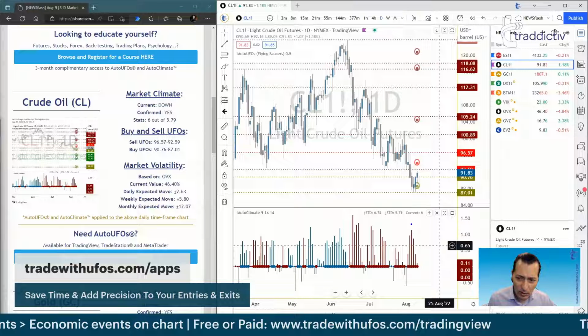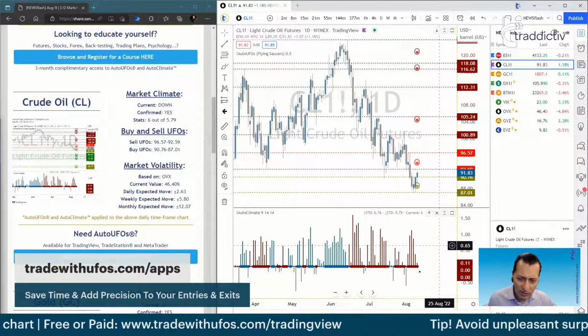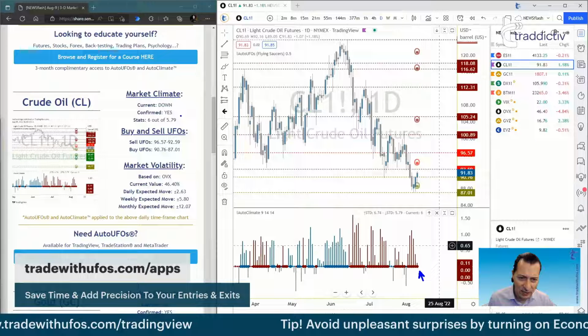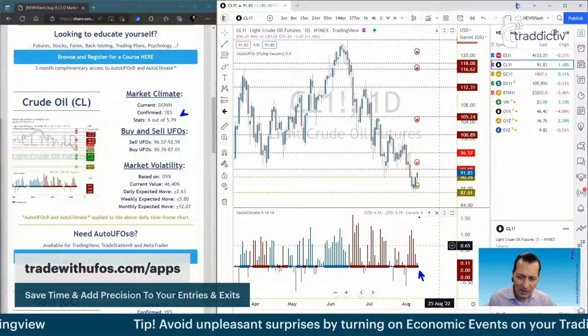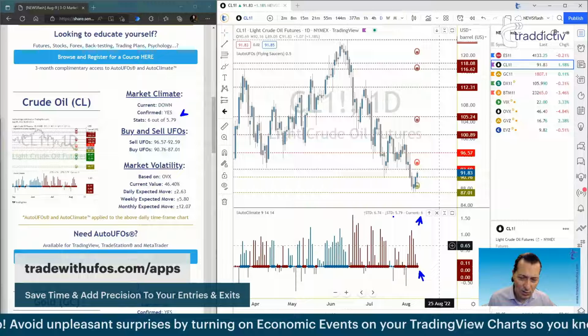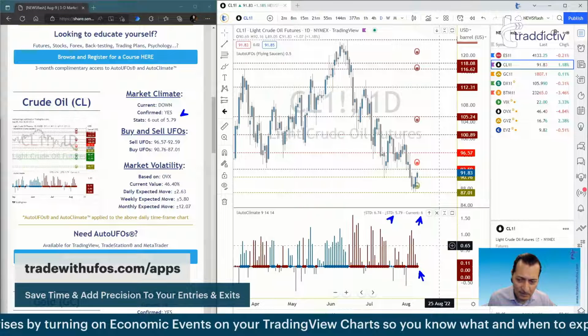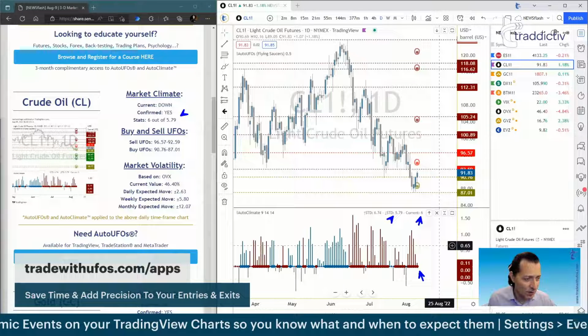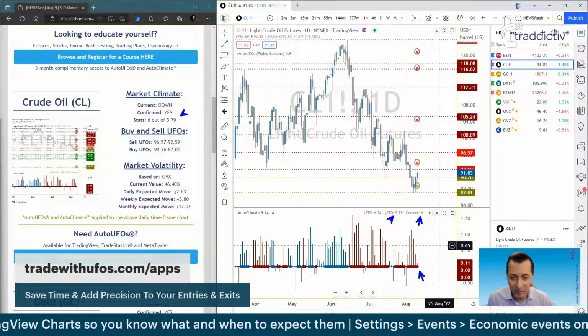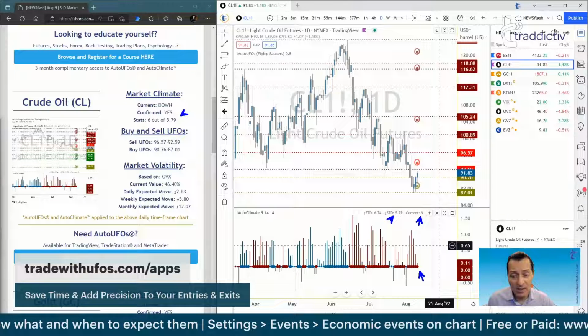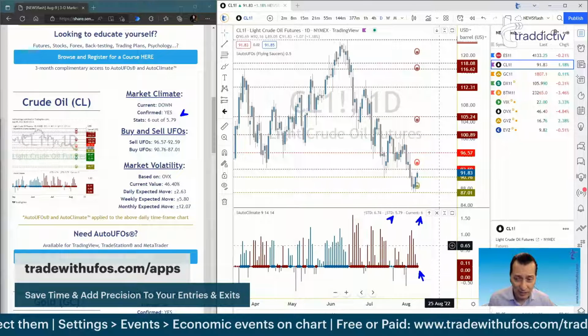Now, crude oil. Crude oil is in a down climate, which is confirmed, red and thick, down confirmed. We are talking about candle number 6, where the statistical duration will be 5.79. So just like the S&P was reaching the statistical end to the upside, crude oil is reaching the statistical end of the climate to the downside.